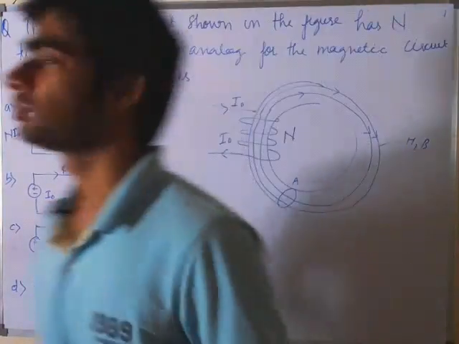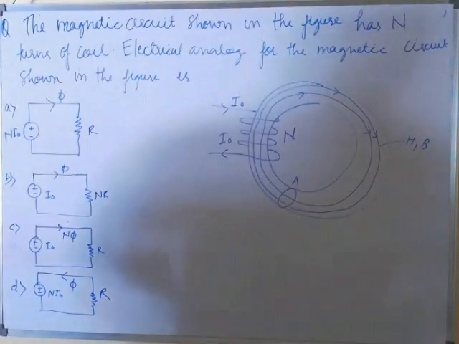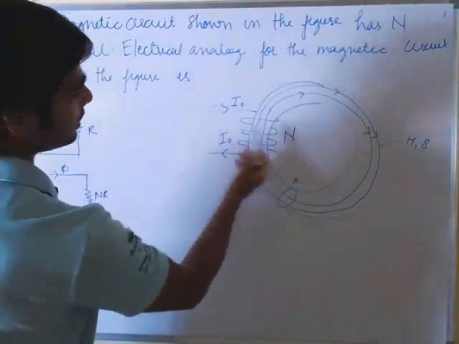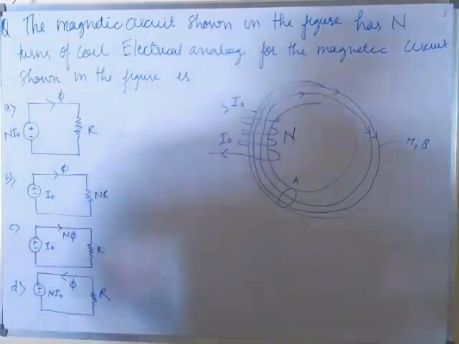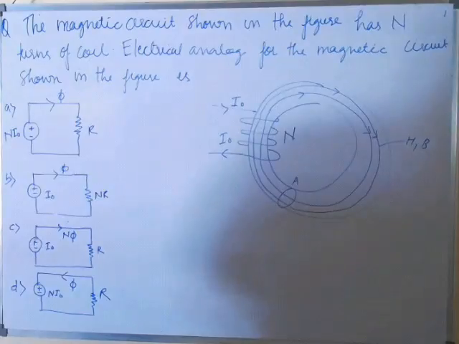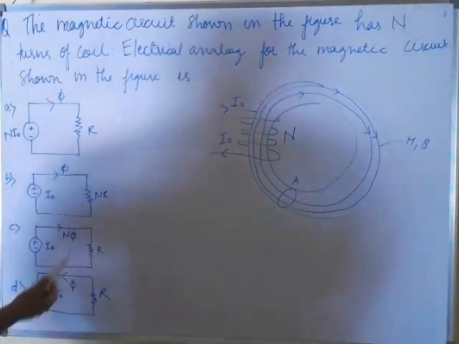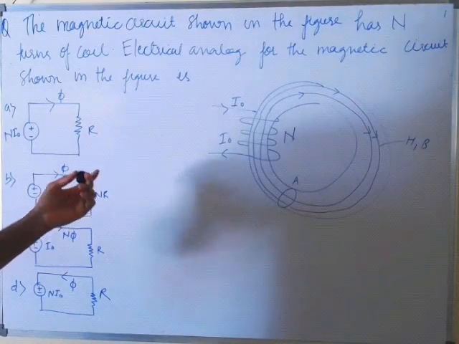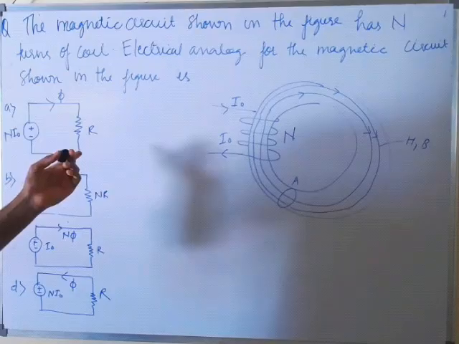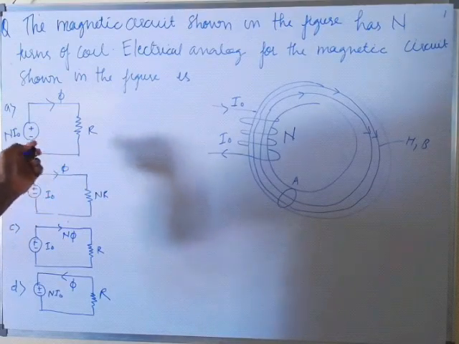Let's see one more problem. Given a magnetic circuit shown in the figure has N turns of coil. A big magnetic circuit is having N turns of coil. The electrical analog for the magnetic circuit shown in the figure is, these are the shown figures here. We are asked to choose the correct one, which is the correct electrical circuit analogous to the magnetic circuit.